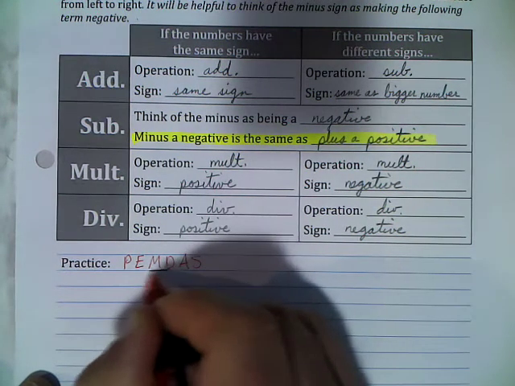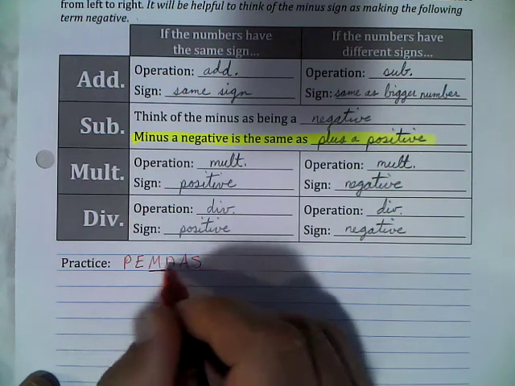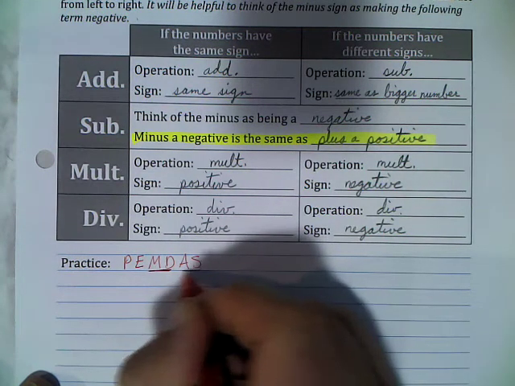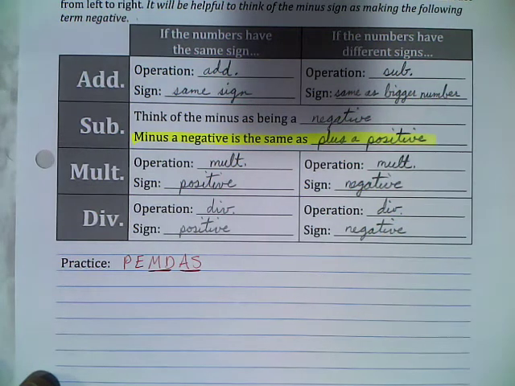So remember that multiplication and division are really just one step because they're the same thing. They just work in opposite ways. Addition and subtraction are really the same step, same thing. They just work in opposite ways. So parentheses, then exponents, then multiplication, division, then addition, subtraction.